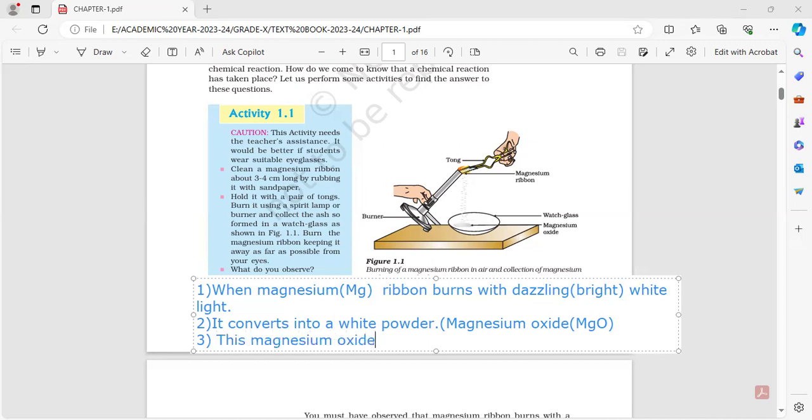Actually, this magnesium oxide is basic in nature. So how do we know? Because we are doing the activity. So watch the video, then you'll understand. Okay, so magnesium oxide powder is basic in nature.